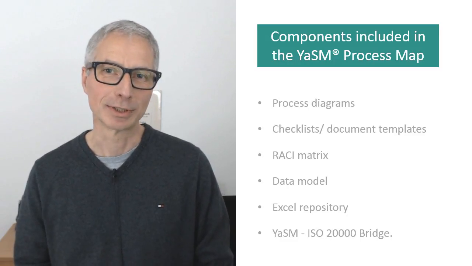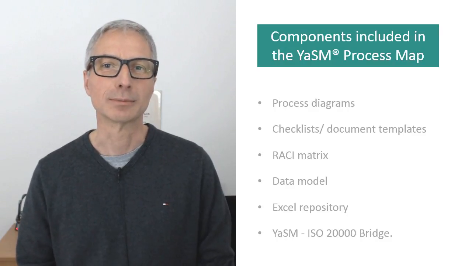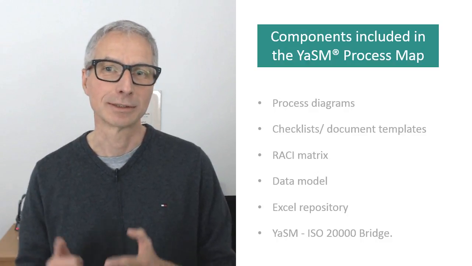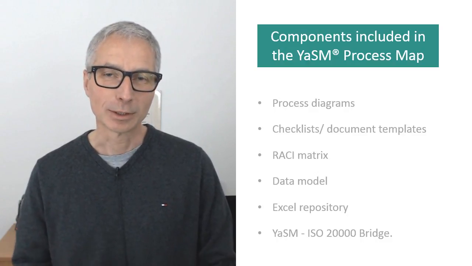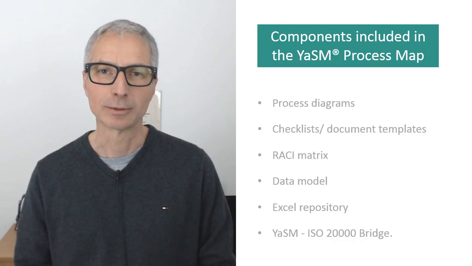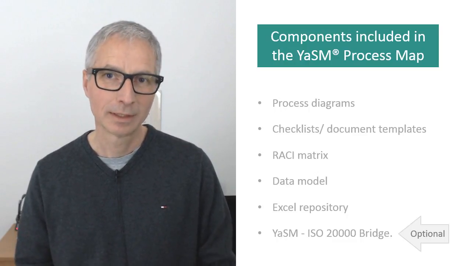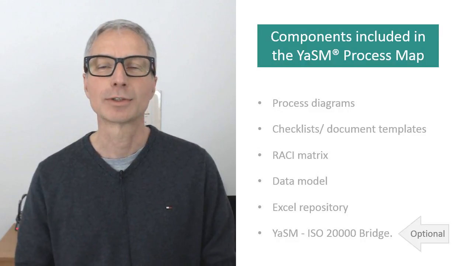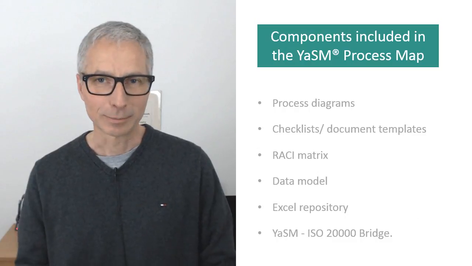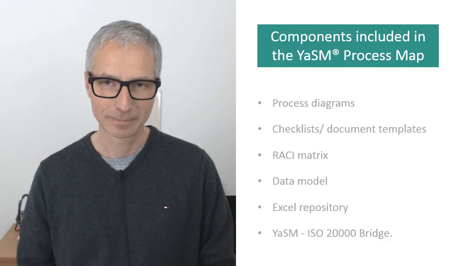And that's what I wanted to show you today in this short video. To keep it short, we concentrated on the most important components included in the YaSM Process Map, the process diagrams and the document templates. Our product also contains other components, such as a data model, an Excel repository, and the YaSM ISO 20000 bridge, a set of diagrams specifically for organizations that want to get certified against ISO 20000. I'm not going into detail here because we cover these components in other videos.